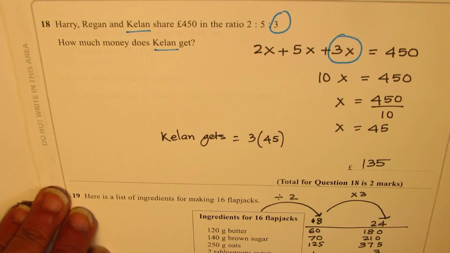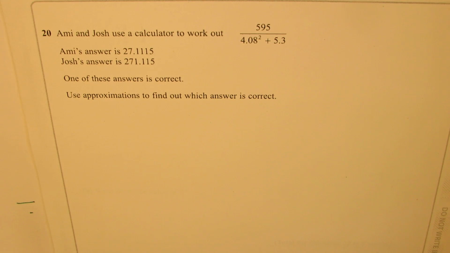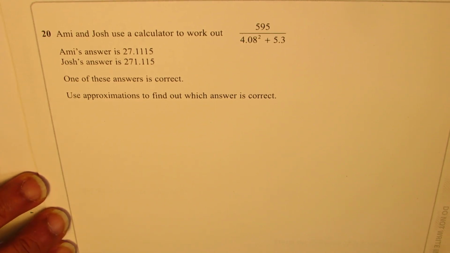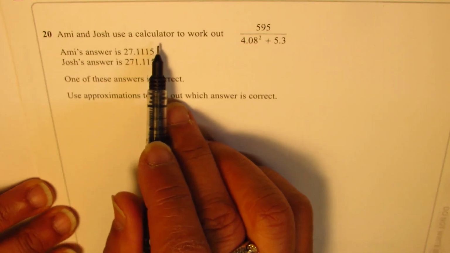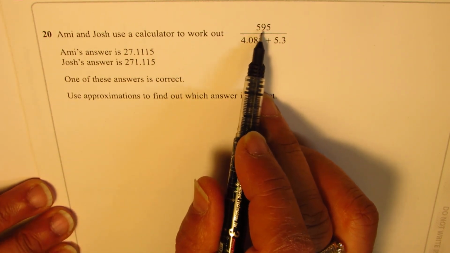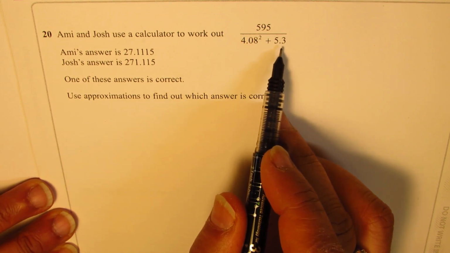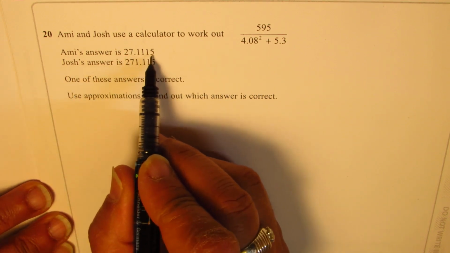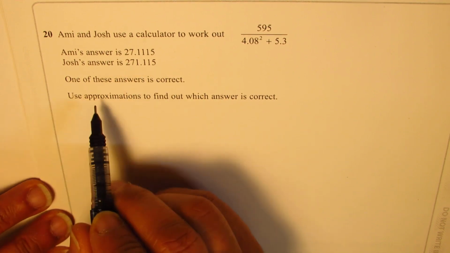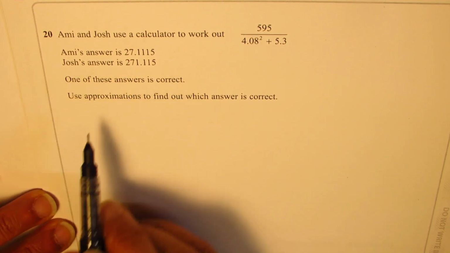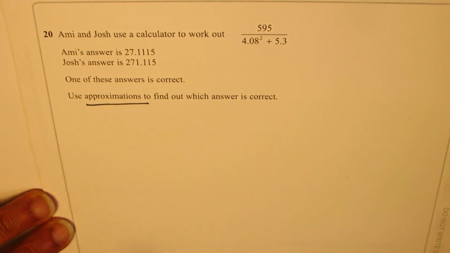So let's move on and take the next question, which is question number 20. Now this is a 3-mark question here. Now it says, Amy and Josh use a calculator to work out 395 divided by 4.08 squared plus 5.3. Amy's answer is 27 point something and Josh's answer is 271 point something. One of these answers is correct. Use approximation. So we need to use approximation to find out which answer is correct.